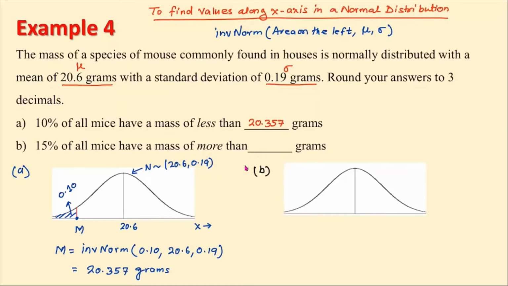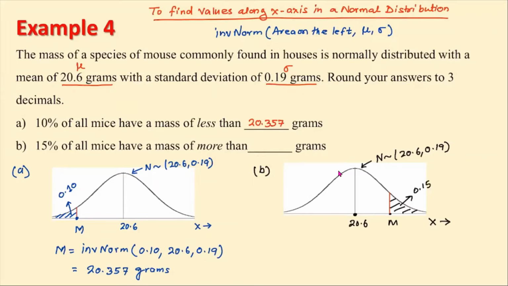So suppose this is my normal distribution, with mean 20.6 and standard deviation 0.19. The mean goes here, which is 20.6. Along the x-axis, we have the x values, which is the mass. And we need 15% of mice have a mass more than how many grams? So we have to find the mass M so that we have 15% above that. Okay, so we have 15% here, above that.